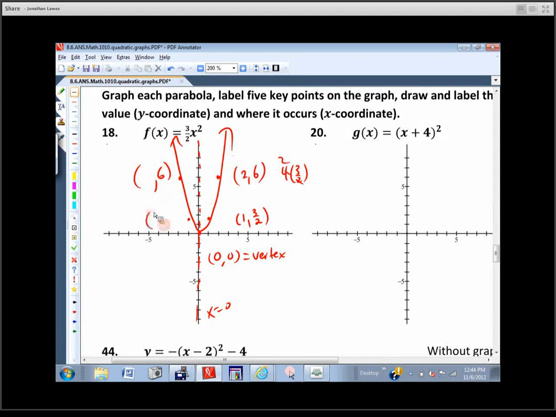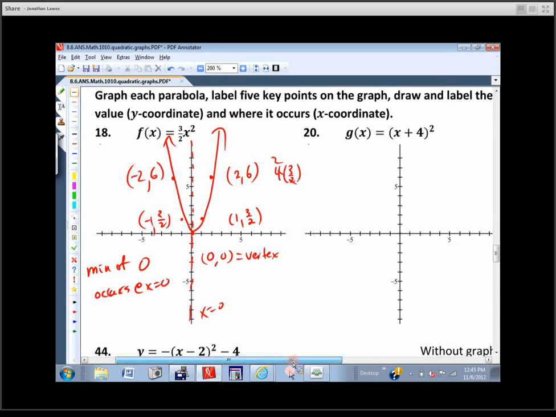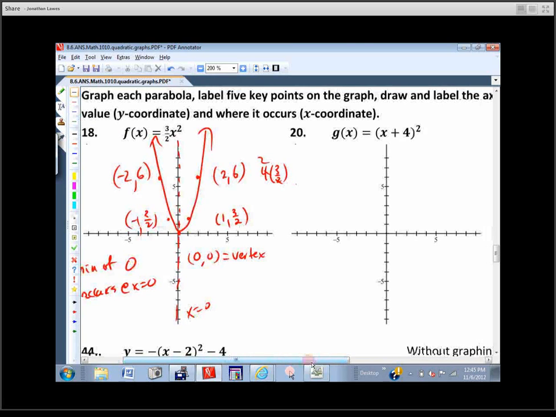That would be a 6. That would be a 3/2. Because the axis of symmetry is 0, this is going to be -2, 6, and this is going to be -1, 3/2. Okay, what's the only other thing we need to do here? Min of what? 0 occurs at x equals 0. Okay. Any questions? Okay, next one.